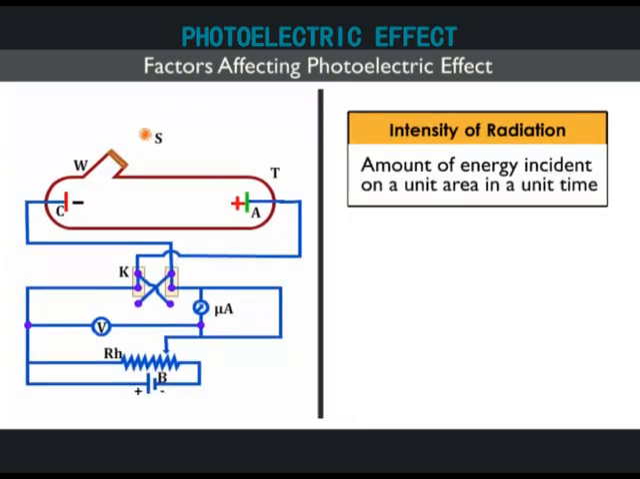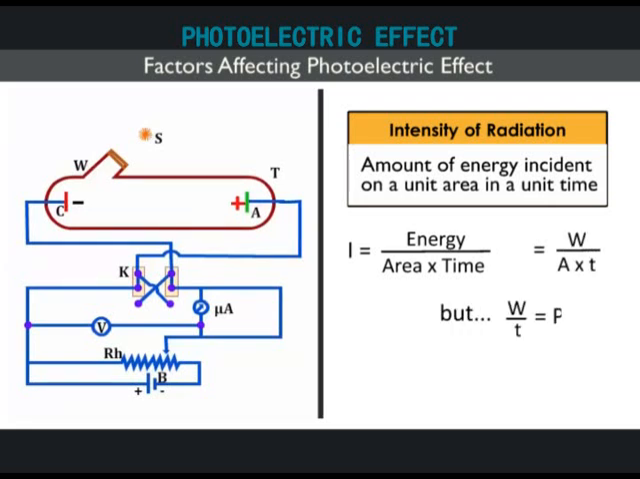Intensity of radiation is the amount of energy incident on a unit area in a unit time. That is, intensity is equal to energy over area times time. This is also equal to work over area times time. But work over time is equal to power, and so intensity is equal to power over area.